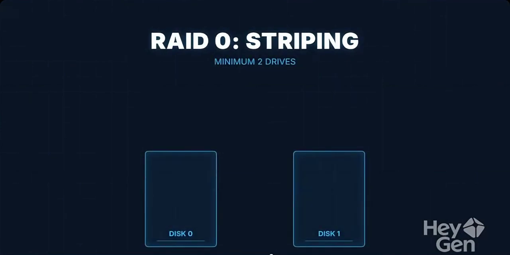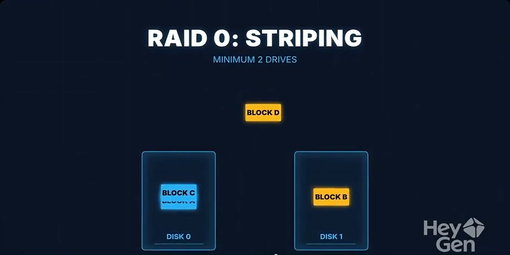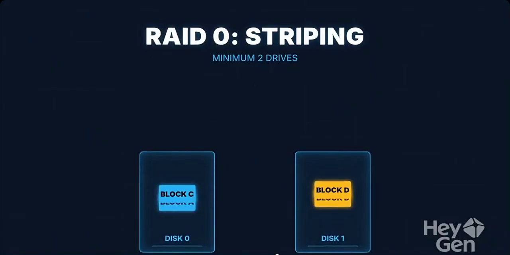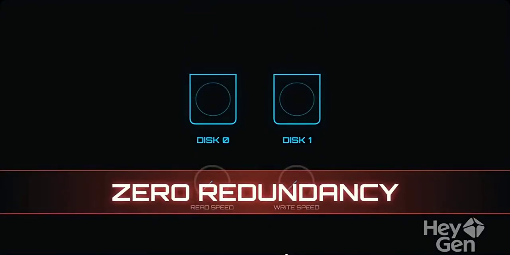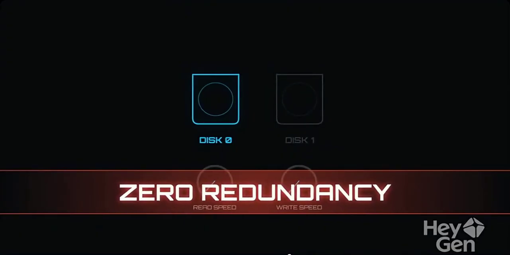Now let's break down the individual RAID levels in explicit detail, starting with RAID 0, known as data striping. RAID 0 requires a minimum of 2 drives. It alternates writing data blocks sequentially across every disk in the group. Because you are reading and writing to all drives in parallel, performance scales linearly. 2 drives give you double the speed. But remember, RAID 0 offers zero redundancy. If one drive fails, 100% of your data across the entire array is permanently destroyed.